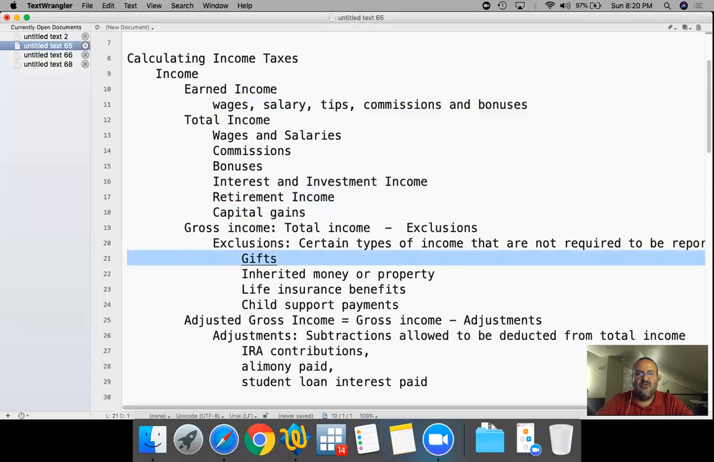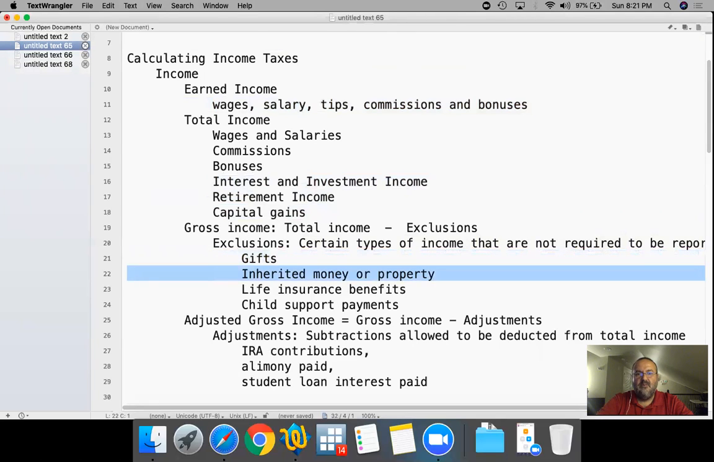Gifts are usually exclusions, because the person who has given you the gift has to report it, not you. And again, it depends on the state, depends on the time, but this is usually the case. And as far as I remember, up to $1 million, you do not have to report it, but the person who is giving you the gift will report it.